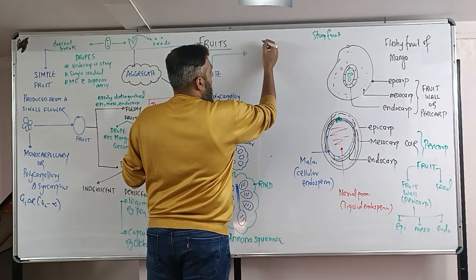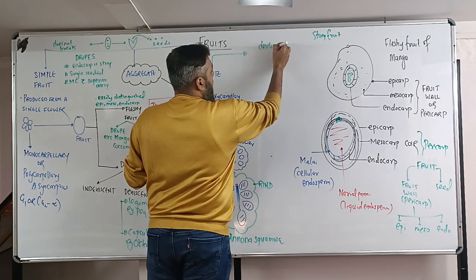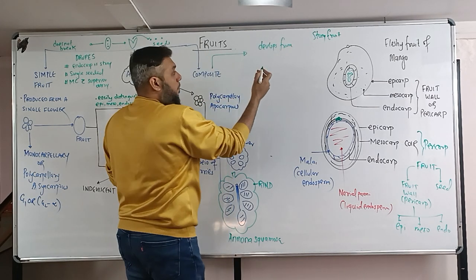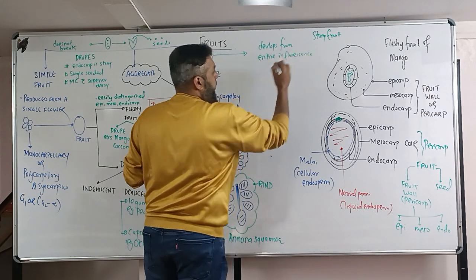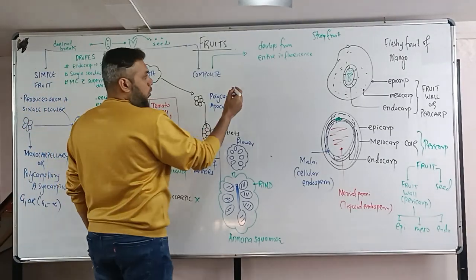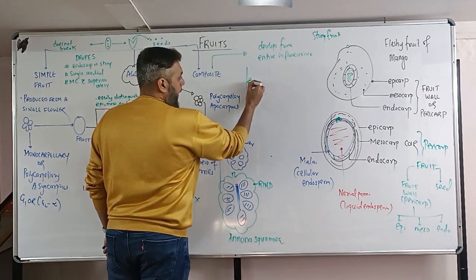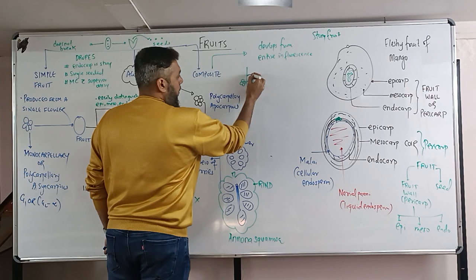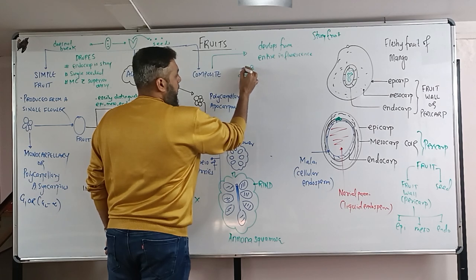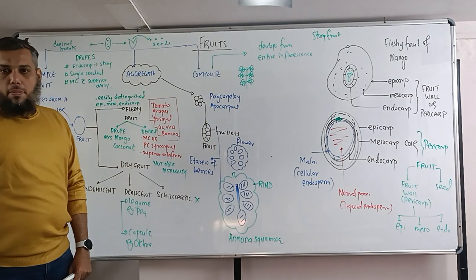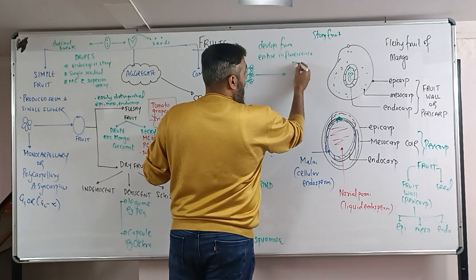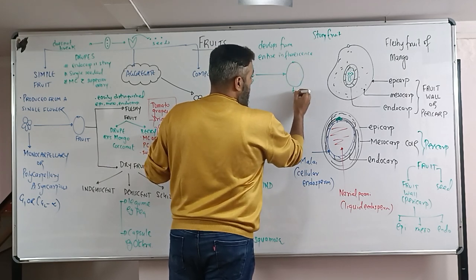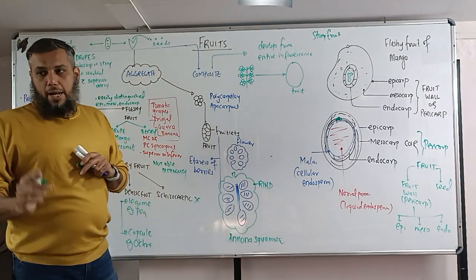In a composite fruit, the fruit develops from an entire inflorescence. Look here at this diagram that I'm trying to draw and tell me, is it one flower or is it many flowers? Many. One flower or many flowers? Many flowers. And all these many flowers develop into what? They are developing into a big what?